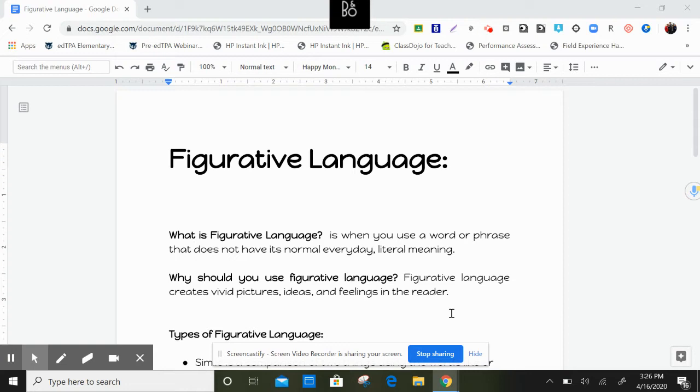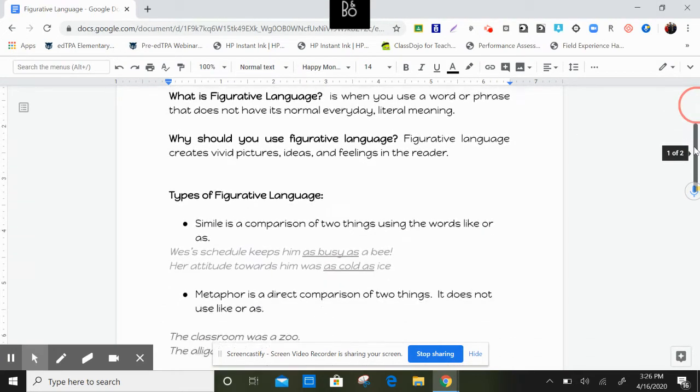Why should you use figurative language? Figurative language creates vivid pictures, ideas, and feelings in a reader. So as a writer, you should use figurative language because it makes your story and your writing more vivid, more interesting, more emotional to your reader. Because as a writer, and as you students, as writers, you want to make sure your story and your piece of writing is interesting to your audience, to your readers.